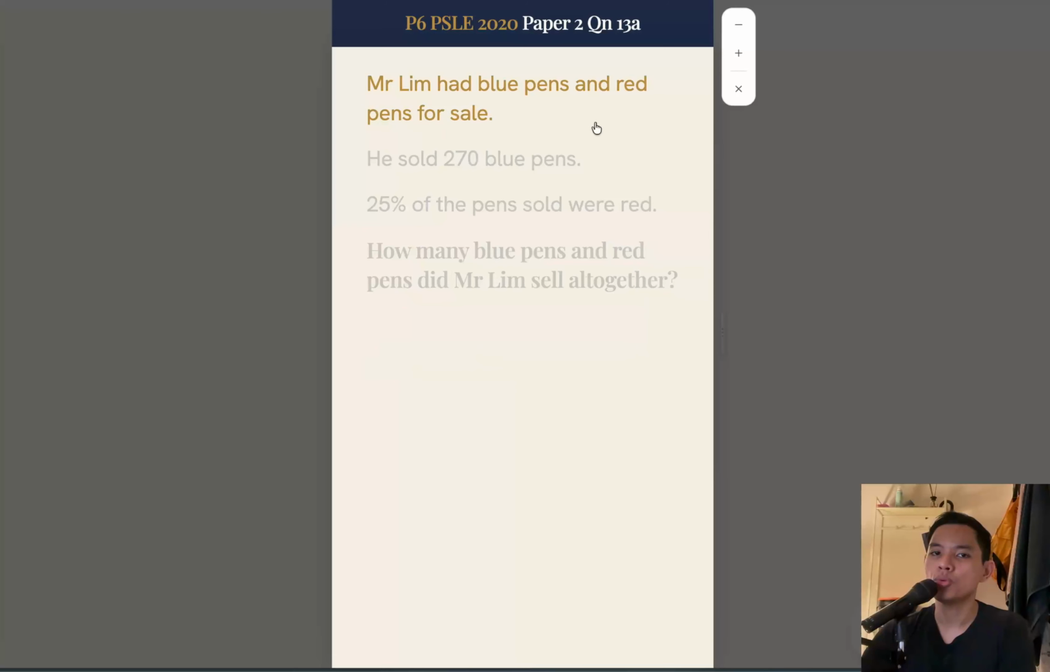Question 13, part A. Mr. Lim had blue pants and red pants for sale. He sold 270 blue pants. 25% of the pants sold were red. How many blue pants and red pants did Mr. Lim sell altogether?